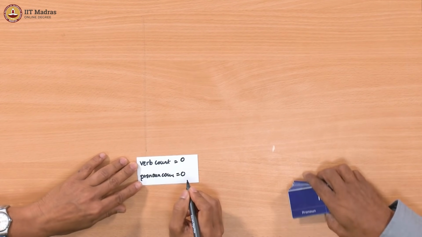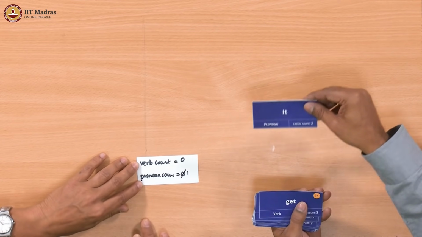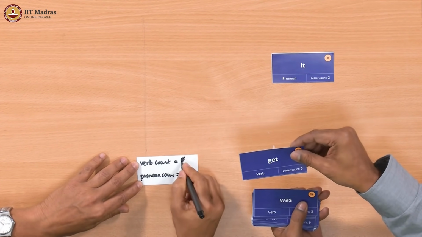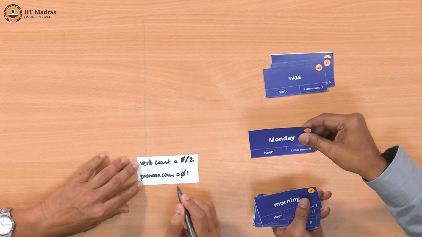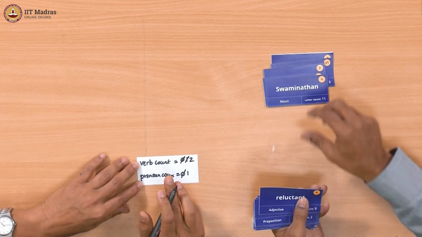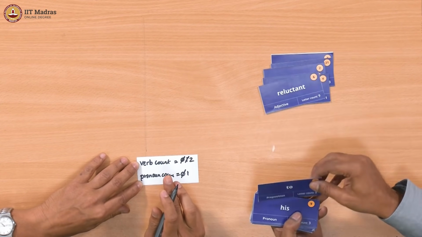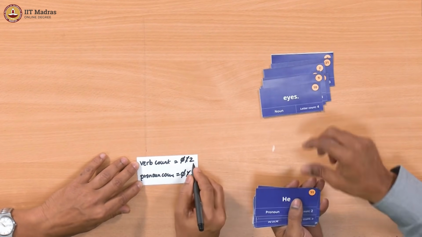And now what we do is when we see a pronoun, we add to the pronoun count. Now, I saw a verb, so you will add to the verb count. Here's another verb, so you will add to the verb count. Here is a noun. Now what will you do? Nothing. You will not add to anything. Here's another noun. Here's an adjective. Again, nothing. Preposition. Nothing. Pronoun. 2. Okay. Noun. And so on. Yes, the same thing.